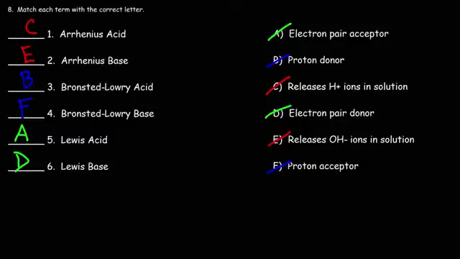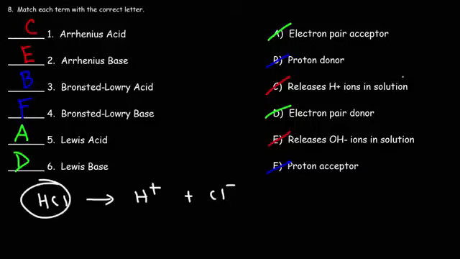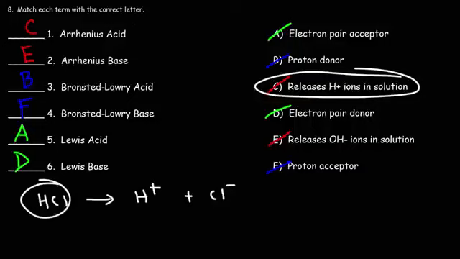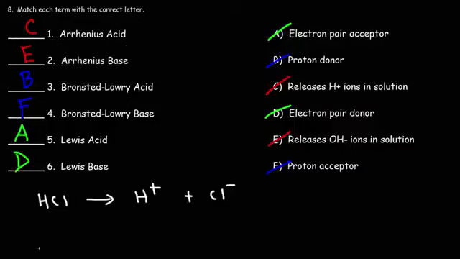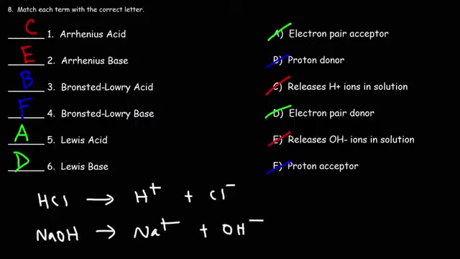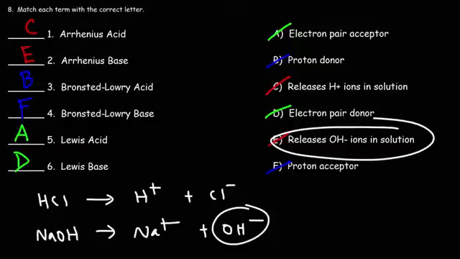Now, let's go ahead and talk about this. So to understand it from the Arrhenius point of view, imagine if we have hydrochloric acid. Hydrochloric acid in water can dissociate into hydrogen ions and chloride ions. So HCl releases hydrogen ions in solution, which makes it an Arrhenius acid. Now let's consider a strong base like sodium hydroxide. Sodium hydroxide can release hydroxide ions in solution. So that makes it an Arrhenius base in that reaction.